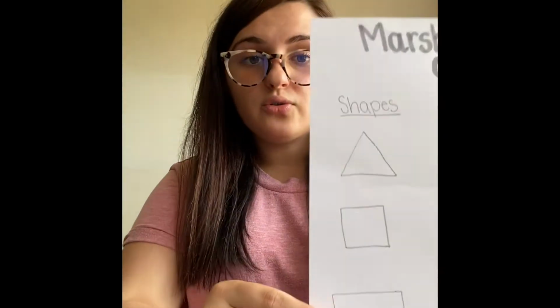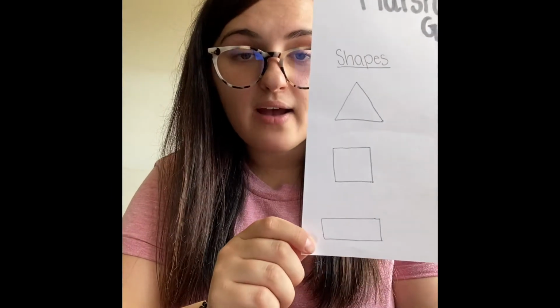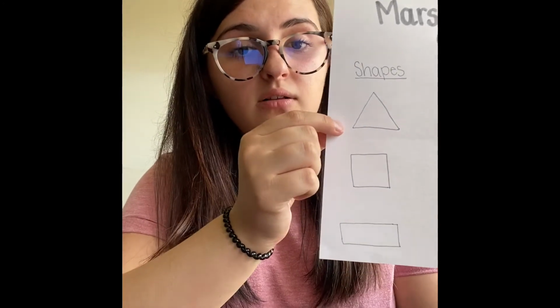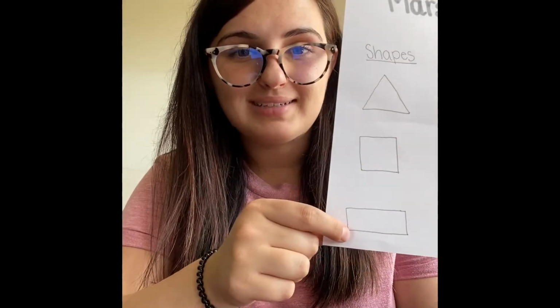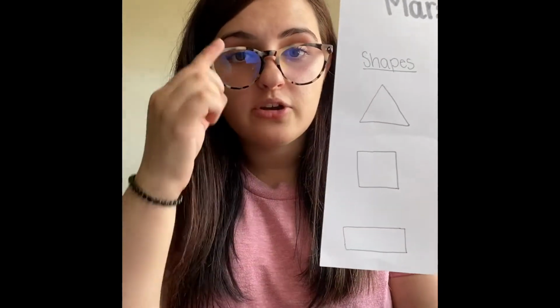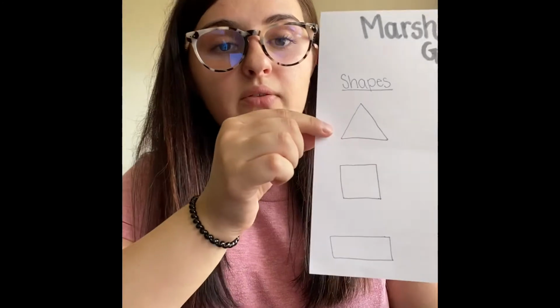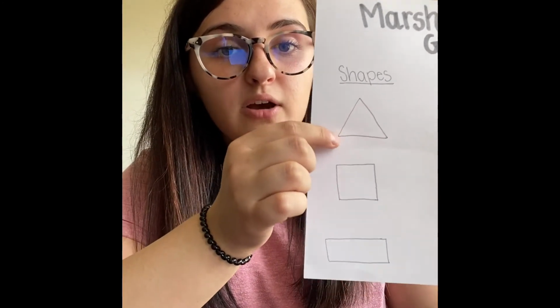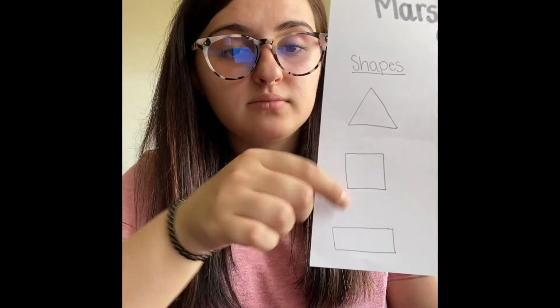So first things first, can you name the shapes I have drawn on my paper here? That's right, so I have a triangle, a square, and a rectangle. So you can actually go ahead and draw these 3 shapes on your paper. And then do you know what each line that makes up these shapes are called?